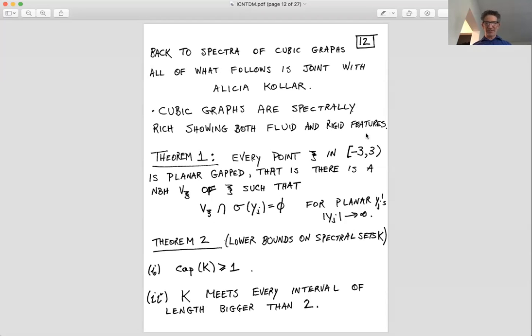And our first theorem, which uses the techniques, especially that map T and a number of other things, is that yes. And not only can you do that, but you can do it with planar graphs. And proving this theorem with planar graphs was quite a bit more difficult. Ramanujan graphs or expander graphs can never be gapped at 3. That's the definition, essentially, of an expander.